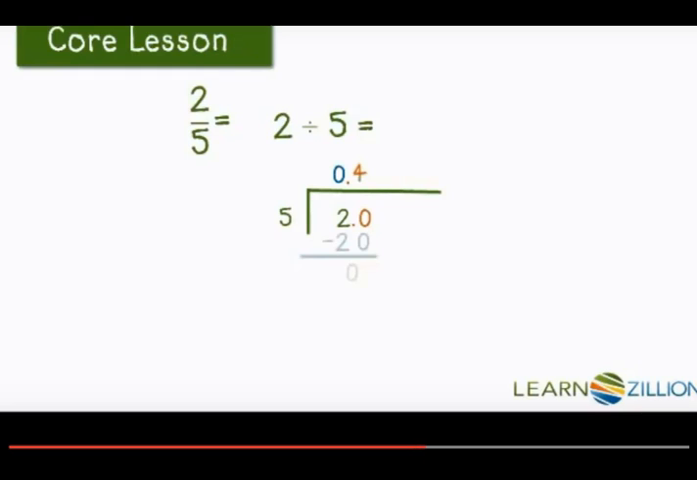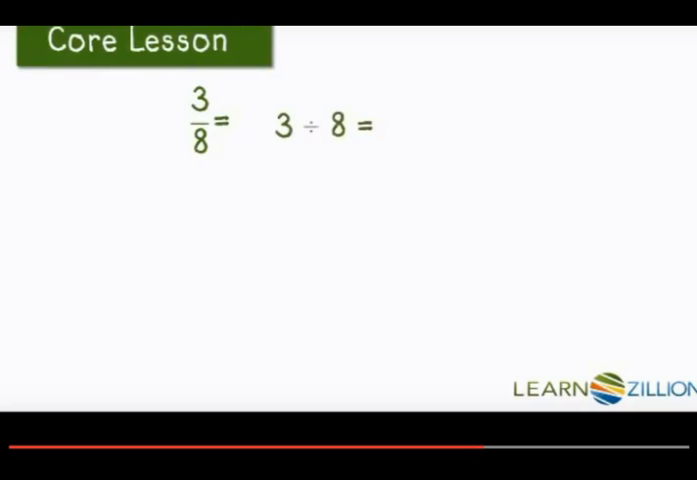And now it's 20 divided by 5. We know that 5 goes into 20 4 times. And we subtract and we get a remainder of 0. So 2 divided by 5 is 0.4. So 2/5 is equal to 0.4.